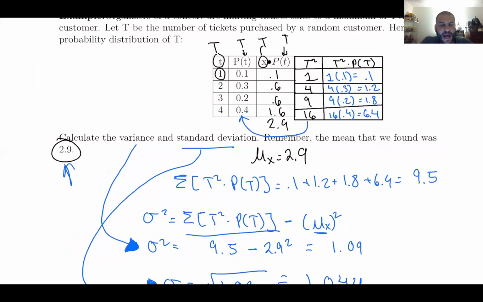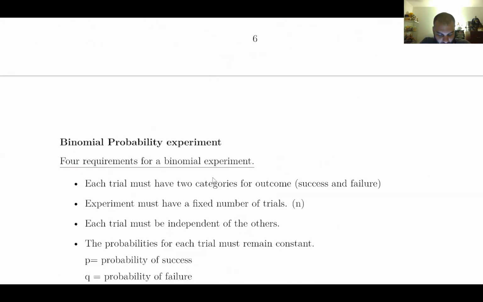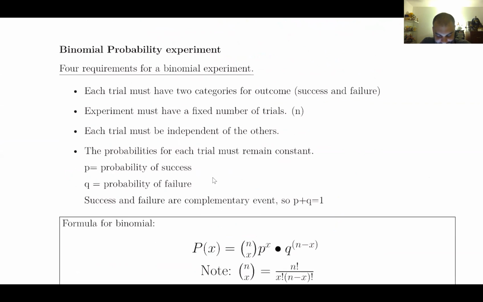All right, so binomial is essentially a shortcut way of how to do the multiplication rule. Because for binomial, let's look at the requirements for binomial.